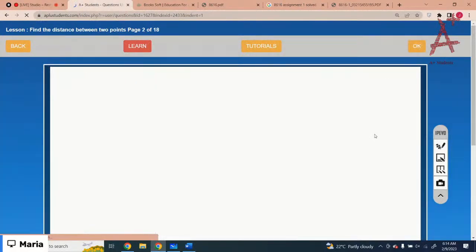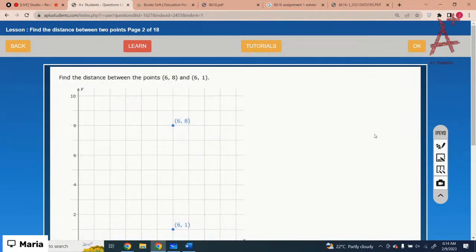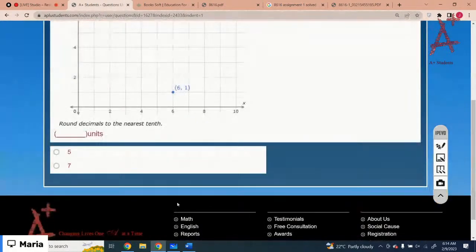Okay, the next one is find the distance between the points 6, 8 and 6, 1. So the points again lie on the same y-axis because they have the same x component. Got it? 6, 8 and 6, 1. Just subtract their y components and calculate their absolute value. So it is 8 minus 1 is 7. Got it? So that means the distance between the 2 points is 7 units. Got it? So just select the correct option and click on the OK button.